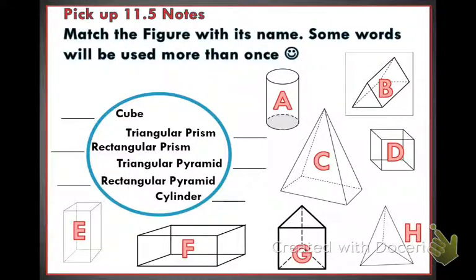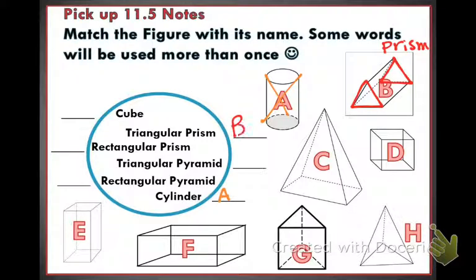What do we think letter A is? I'm just going to go in order. Cylinder. Letter B, prism or pyramid? Prism. What's the base? It is not a rectangle. Triangle. Yes. So triangular prism.